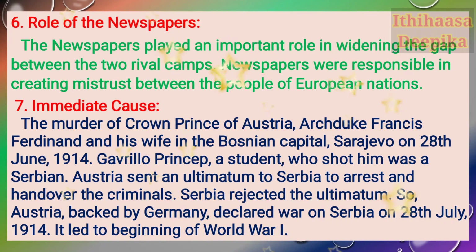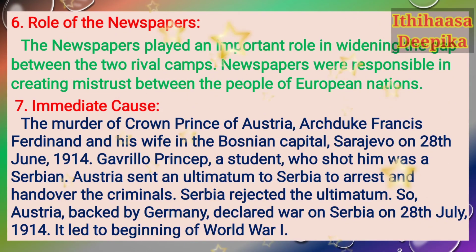Seventh one, immediate cause. The murder of the Crown Prince of Austria, Archduke Francis Ferdinand and his wife in the Bosnian capital Sarajevo on 28 June 1914. Gavrilo Princip, a student who shot him, was a Serbian.